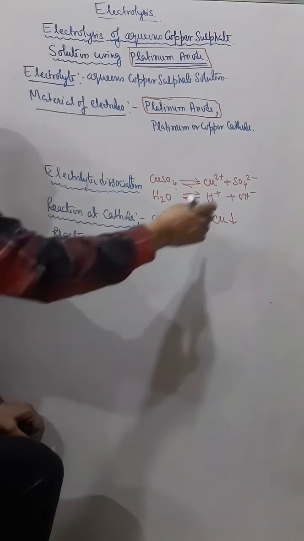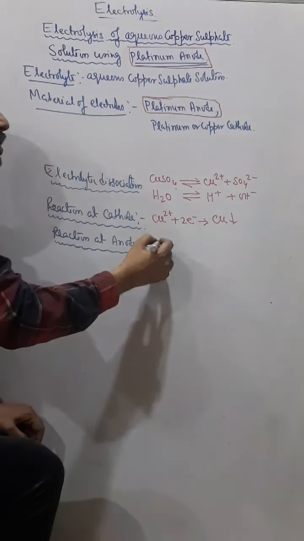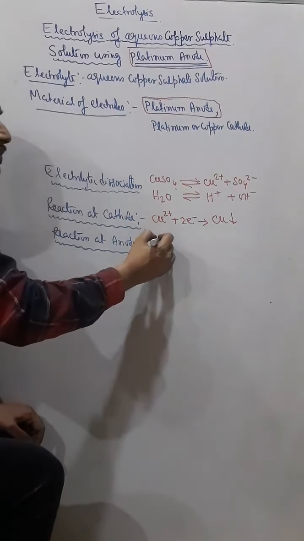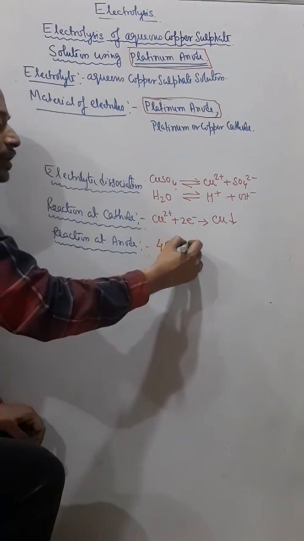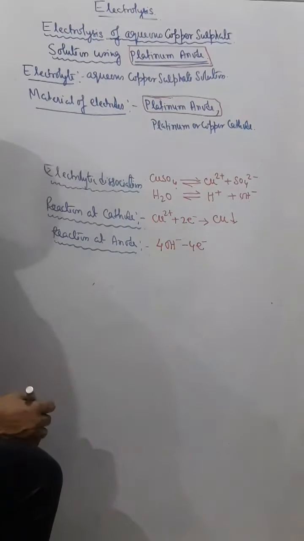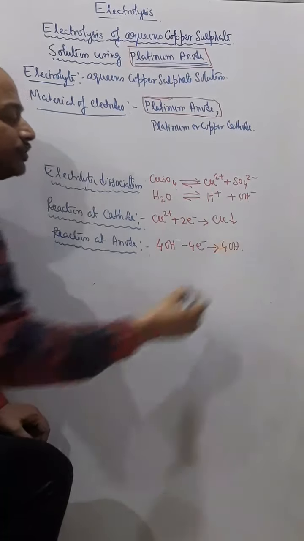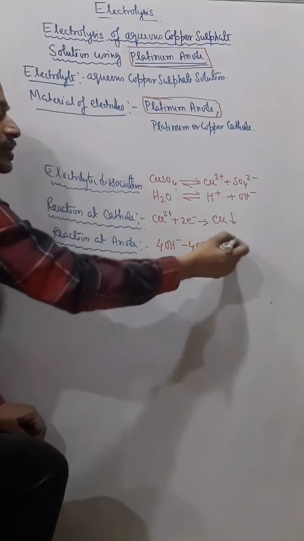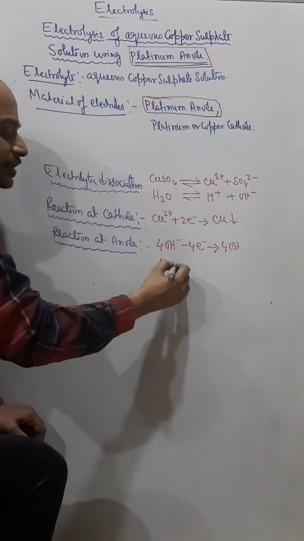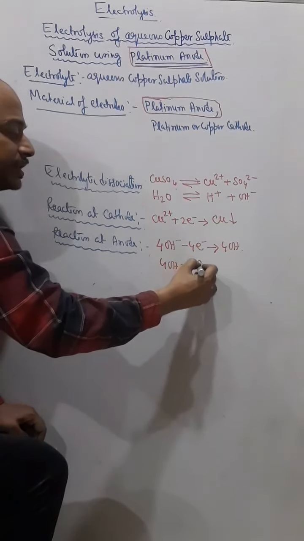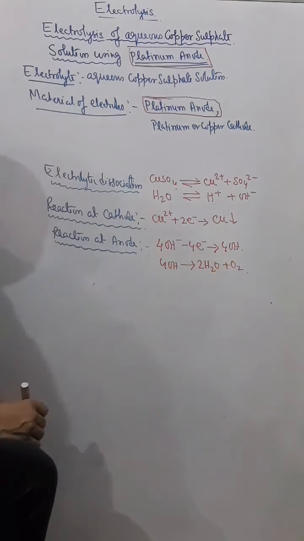And reaction at anode also, sulfate and hydroxyl ions both will migrate, but hydroxyl being lower will be discharged. So ultimately what happens, 4OH- will lose 4 electrons and will get 4OH. But since OH does not exist in free state, these 4OH will react with each other. So ultimately this 4OH reacts with each other and you get 2 molecules of water and 1 molecule of oxygen.